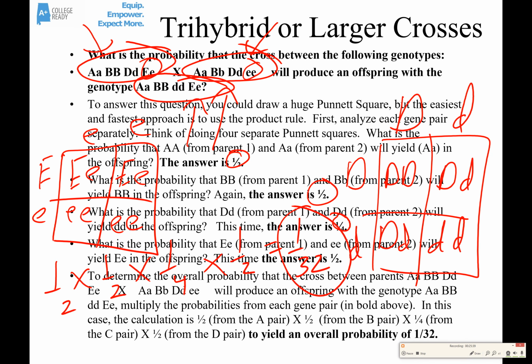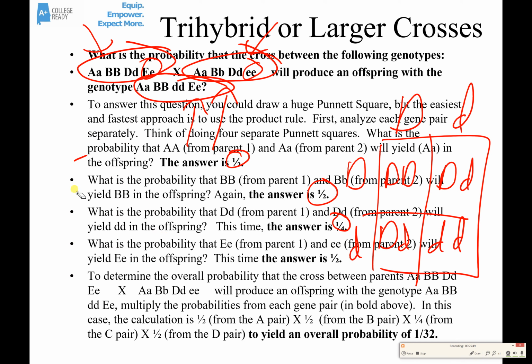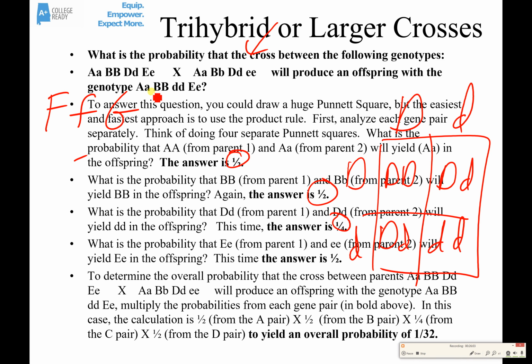All right, let's do one more practice problem like that. Let me clear off a little space. Let's do one that's maybe a little smaller. Let's say that we had parents that were big F, little f, big G, and big H, little h. And the other parent, let's say, is little f, big G, big H, little h. And we want to know the probability that we would get an offspring that's little f, big G, little h.